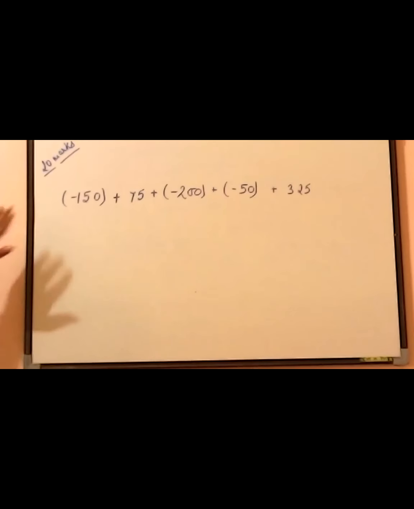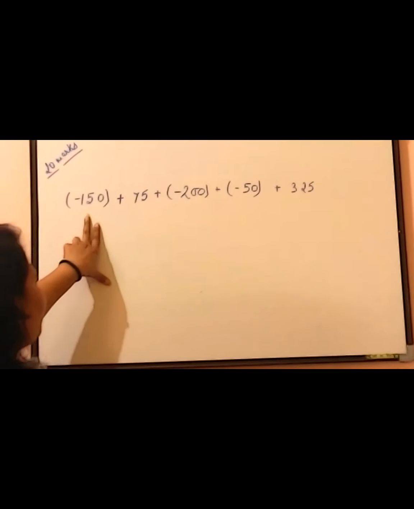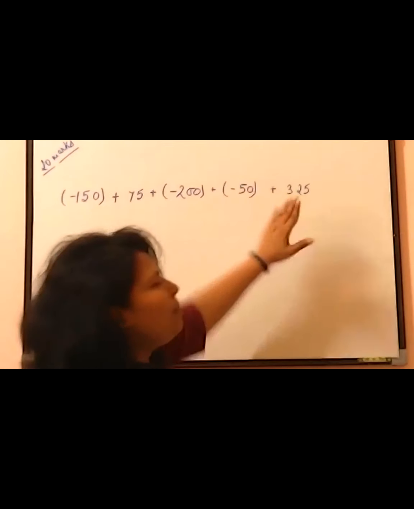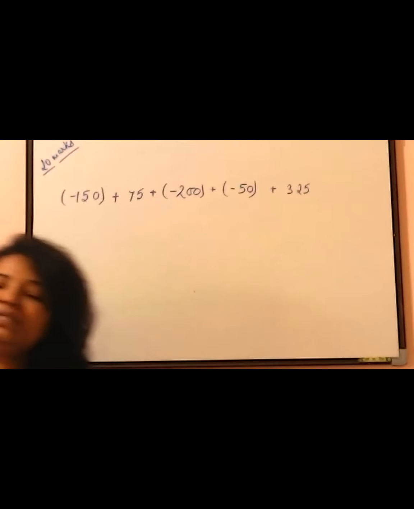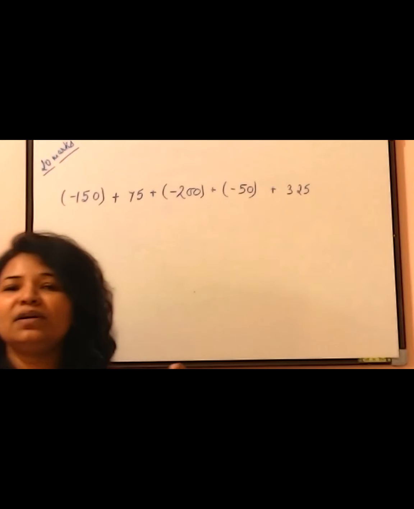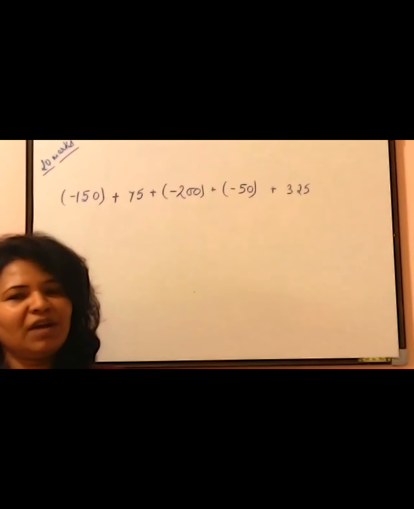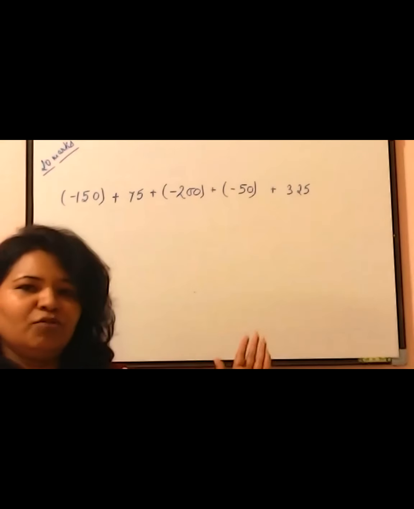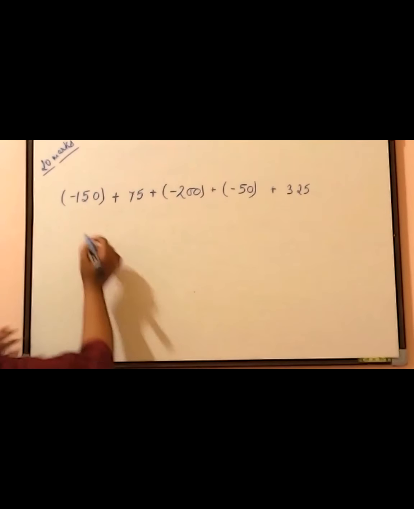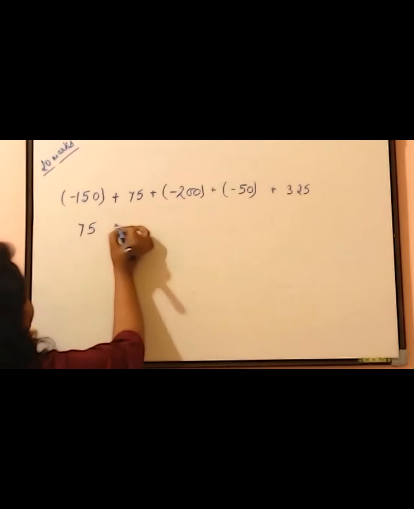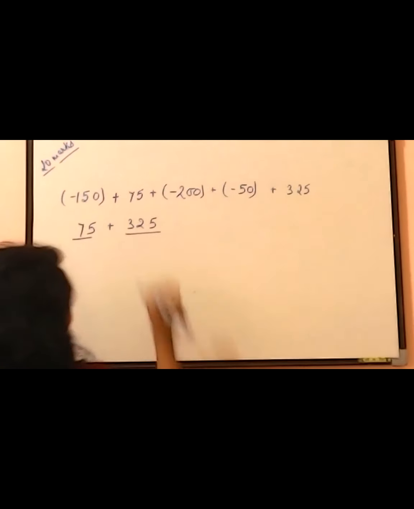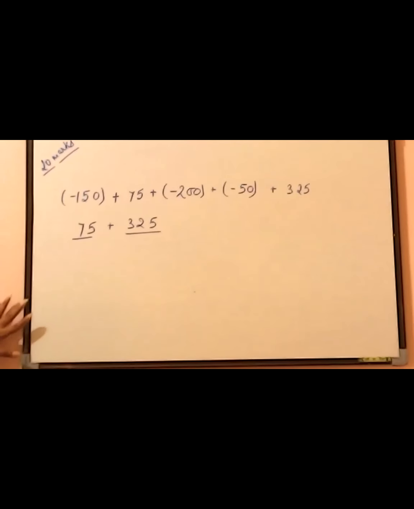The question which was given by me was -150 +75 -200 -50 +325. बेटा आपके पास कितने सारे डिजिट्स आ जाएं? You have so many digits. Simple method. Take all positive together. Take all negative together. ठीक है? So if you take all positive together, you will have 75. You have only 325. You have only two positive. 75 and 325.